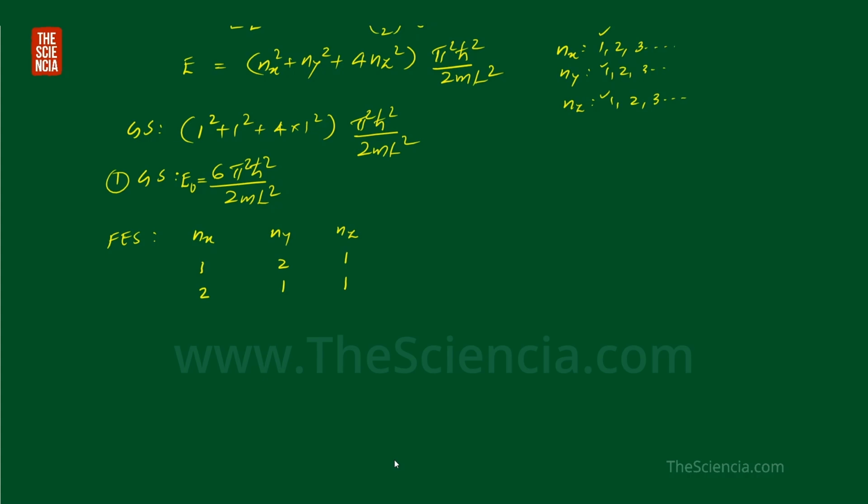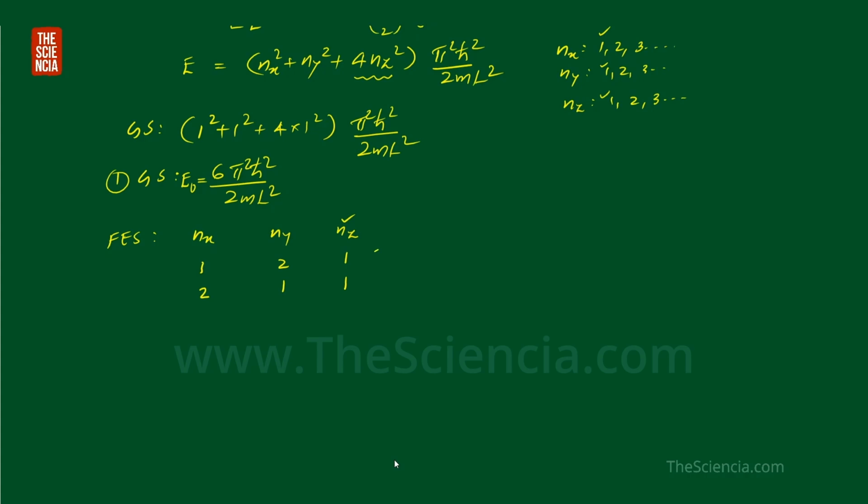So both of these will give the first excited state and the same energy, right? Because the nz term corresponds to 4nz square. So we cannot take that one as 2 because it will be a much higher energy level. So the next higher energy level corresponds to nx equal to 1 and ny equal to 2, or nx equal to 2 and ny equal to 1.